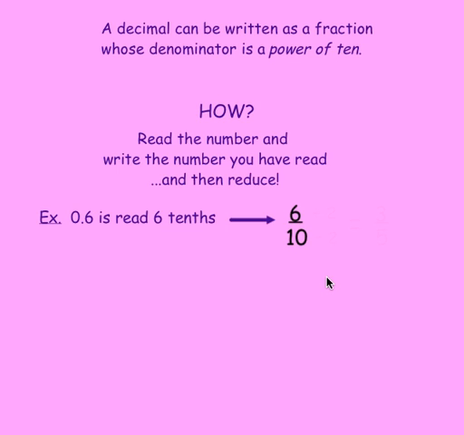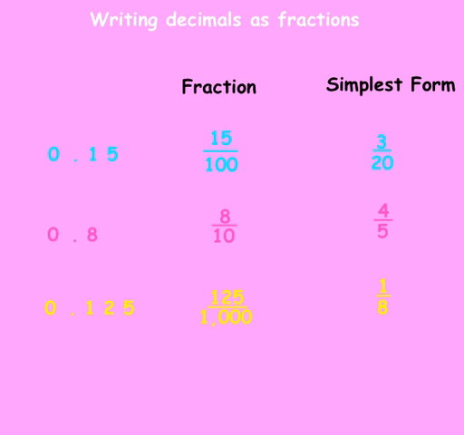Then we just have to reduce it. So let's simplify by the greatest common factor, which would be 2. And then we get 3/5. So let's take a look at these examples. 0.15, how do we say this? We say this as 15 hundredths because the 5 is in the hundredths place value. So 15 hundredths, which could be simplified to 3/20.